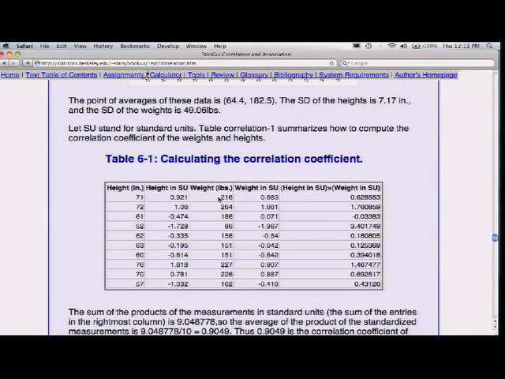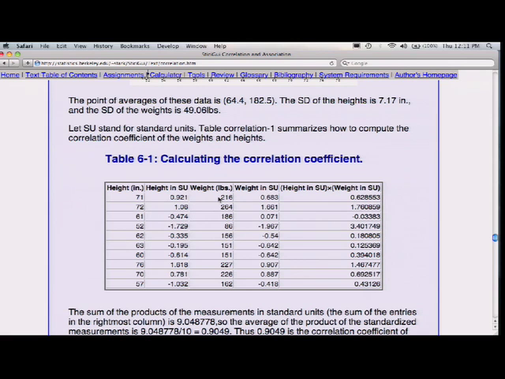Now, just as a sanity check, 71 is above 64.4. It's above average. So this ought to be a positive value, which it is. Similarly, 216 is above average. It's above 182.5. So this ought to be a positive value, which it is.